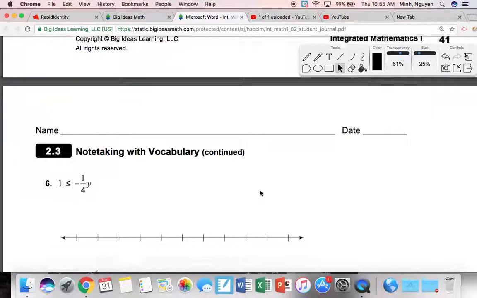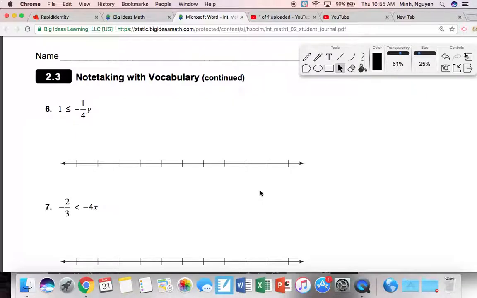Is that the last? Oh no, it's not. So again, we're multiplying by the reciprocal. The reciprocal of negative 1/4 is negative 4 over 1, which is really just negative 4. Negative 4 times 1 divided by 1 is negative 4. Because we're multiplying by negative, you gotta swap the inequality sign.